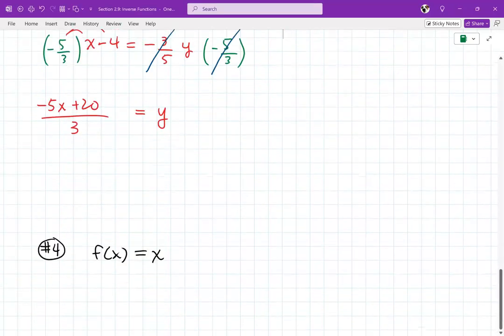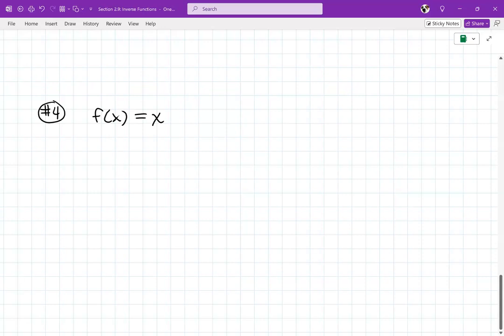So let's go to number 4. And I told you guys this in a note. I told you the inverse of f of x equals x is itself. So all you have to do is write f inverse of x is x. And that's your answer. Okay? So if you see y equals x, just write f inverse of x is x. I think there's one problem in your homework that's just like that. So I'm basically giving it out for free. But that one's really easy. You don't have to do any of the steps.